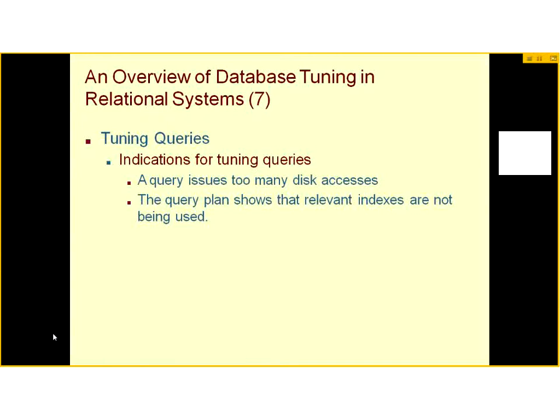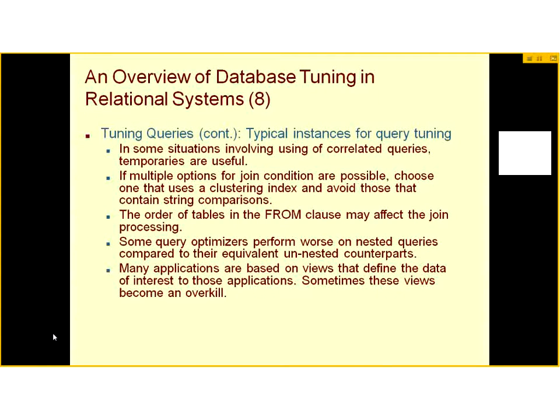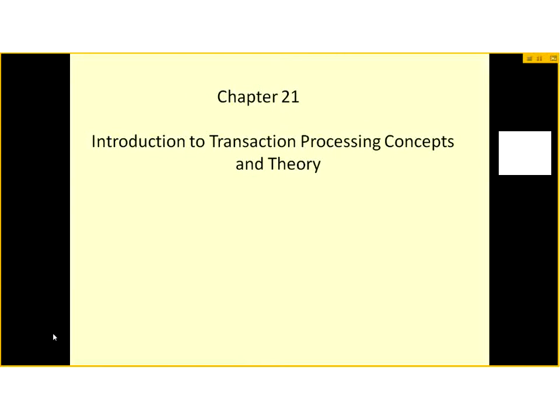And when should you tune queries? Which query is a candidate to be tuned? If it is issuing too many disk accesses, or if the query plan shows that the relevant indexes are not being used, then in such a situation you should tune your query. And there are some typical instances for tuning queries, like use of correlated queries, temporaries being used, multiple options for join conditions being possible, and the order of tables in the from clause affecting join processing. So these are some of the scenarios mentioned here which make a query a candidate for tuning.